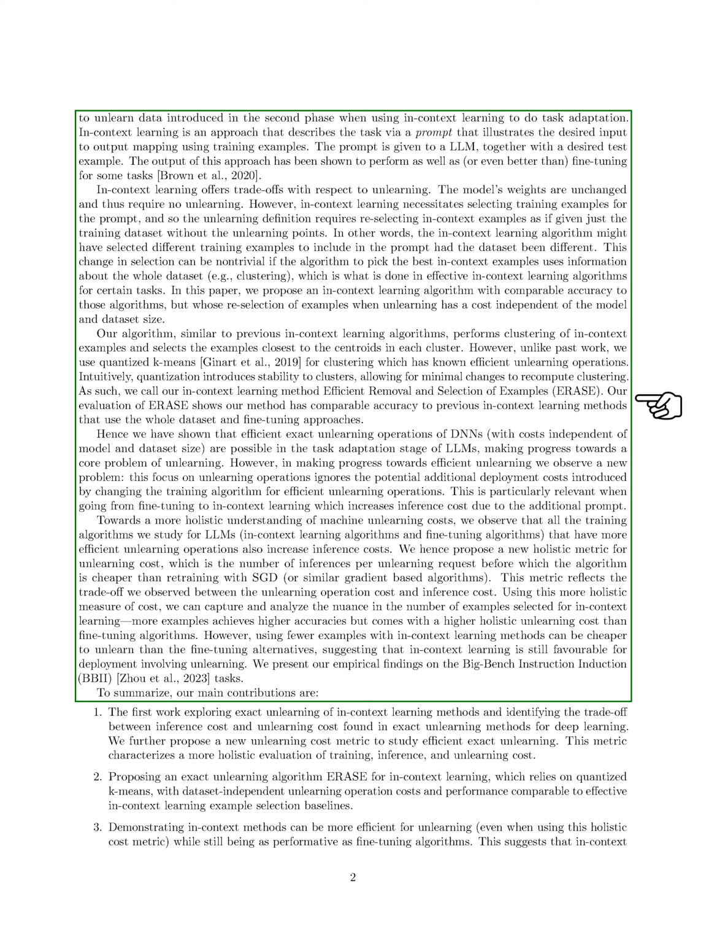Section Summary. The section discusses the concept of machine unlearning, which involves modifying a machine learning model to behave as if it were trained without including a certain data point. It highlights the challenges and costs associated with unlearning, particularly in the context of deep neural networks, and introduces an in-context learning algorithm called ERASE that offers efficient exact unlearning operations with performance comparable to other methods. Additionally, it proposes a new holistic metric for evaluating unlearning costs, taking into account both the unlearning operation cost and inference cost, and demonstrates the efficiency of in-context learning for unlearning, making it favorable for domains requiring exact unlearning.